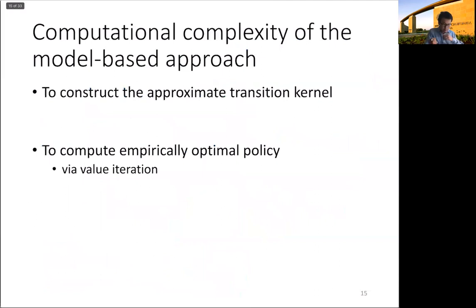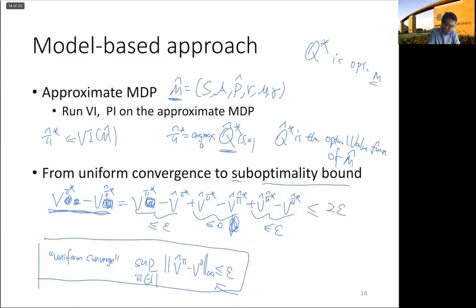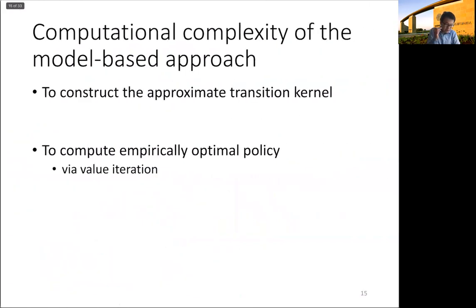Now, before we go to the statistical analysis, let's compute the computational complexity end-to-end, because ultimately there's also this value iteration procedure going on, right? So let's divide the computational complexity into two parts. In the first part, we'll work on the approximate transition kernel. This is about constructing P hat, right?